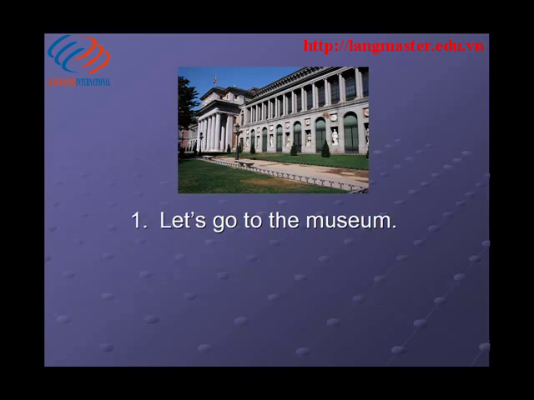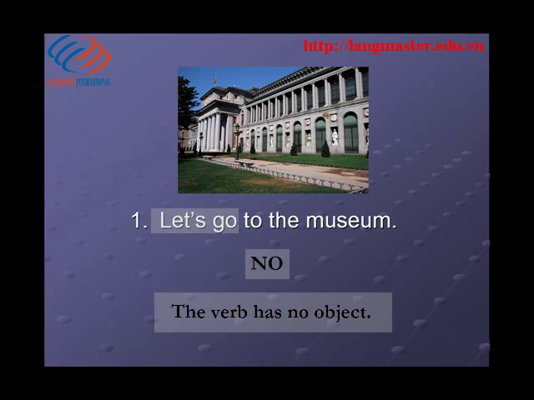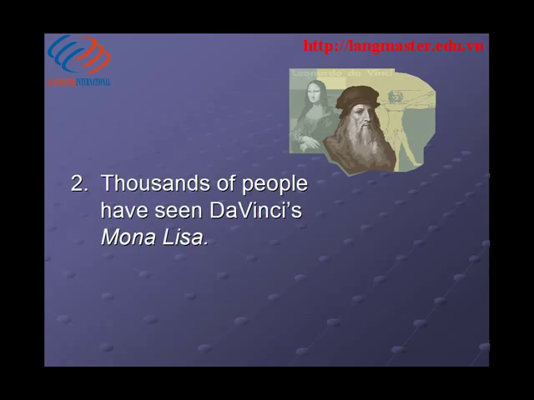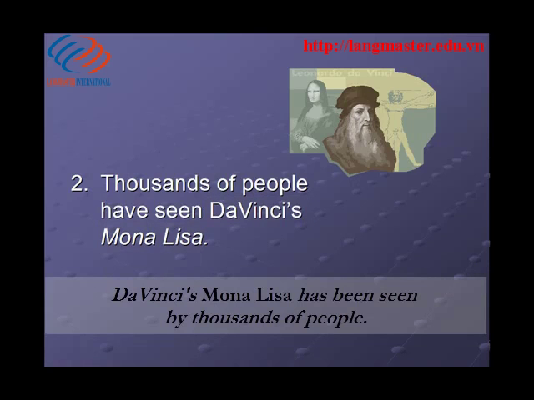Number 1. Let's go to the museum. Can we change it? No. There is no object. 2. Thousands of people have seen Da Vinci's Mona Lisa. Is it possible to change it? Yes. The verb is have seen, and the object is Da Vinci's Mona Lisa. If we were to change it, it would be Da Vinci's Mona Lisa has been seen by thousands of people.